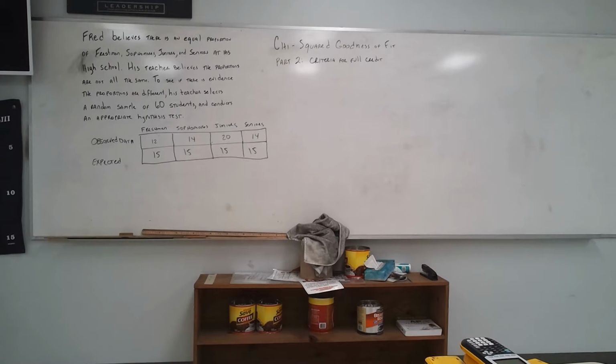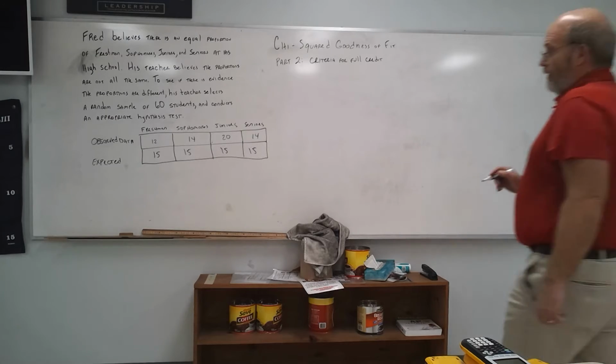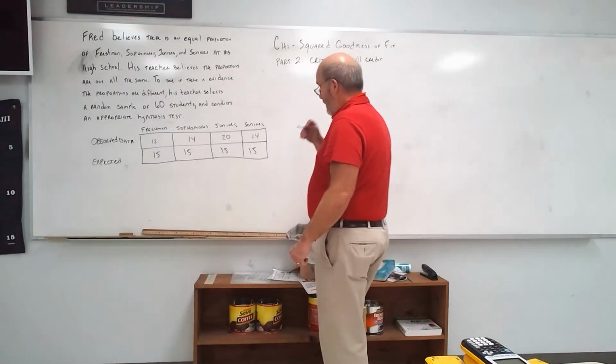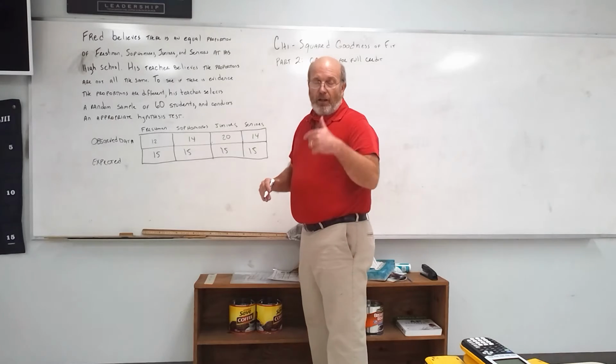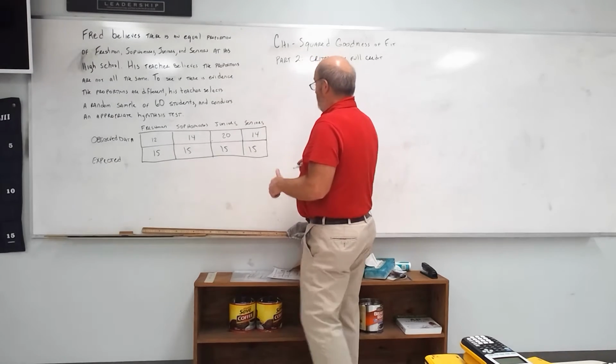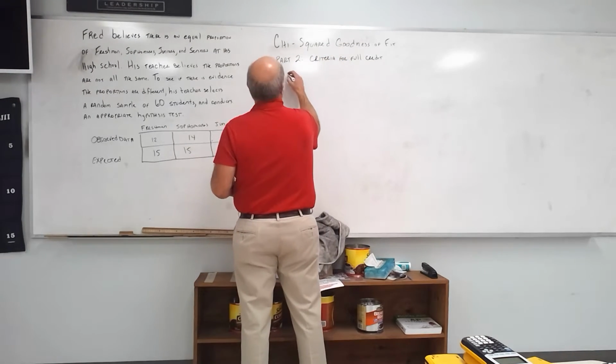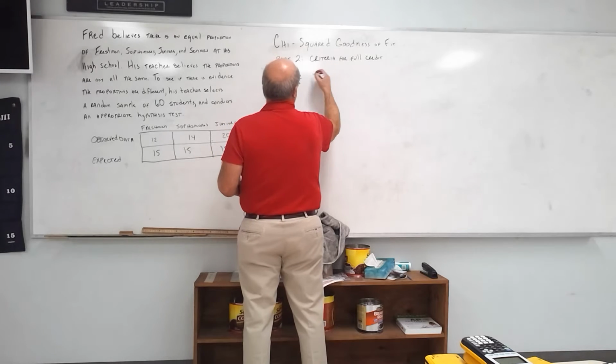Okay, this is going to be your chi-square goodness of fit part 2 video. This is where we're going to go over what you have to do when you run a chi-square test to test the hypothesis and get full credit for it. The first thing you're going to have to do is identify the test by name or formula.